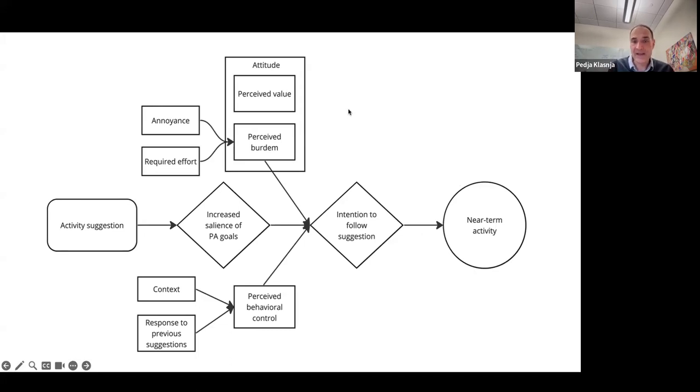So thinking about the standard theory of planned behavior model, right? The main constructs here really have to do with attitude, which is sort of the perceived value of that particular action, as well as the perceived behavioral control or self-efficacy for being able to do this in the moment. And in this particular case, you can sort of think about the perceived burden, right?